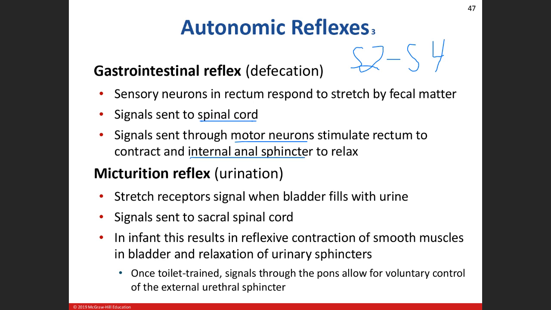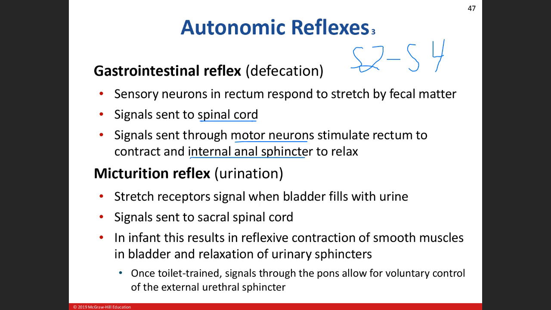That's a smooth muscle. But now, thank goodness, we have the external anal sphincter. That's skeletal muscle. That's the muscle that we learned to control when we were potty training. So hopefully we can get to a bathroom in time before that pressure overcomes that skeletal muscle. Micturition, very similar.